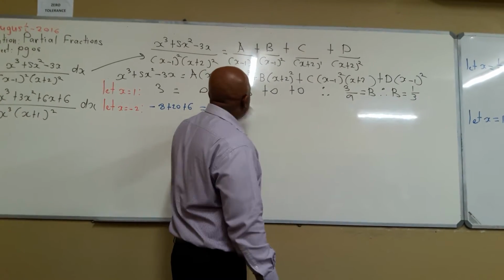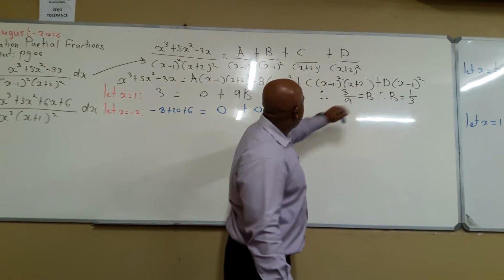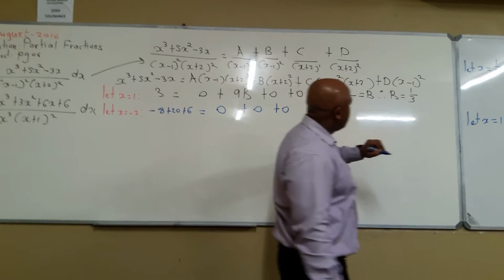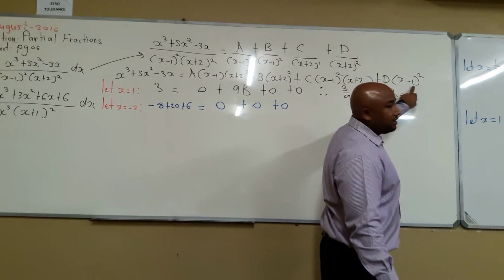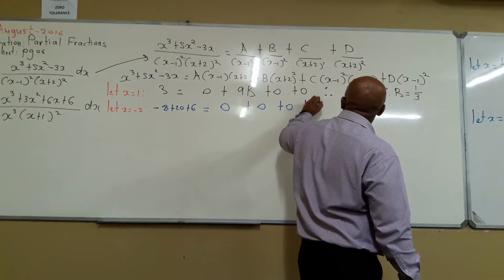Minus 2 plus 2, 0 there. Minus 2 plus 2, 0. Minus 2 plus 2, 0. Minus 2 minus 1, that's minus 3. Minus 3 squared, positive 9, so that's plus 90.